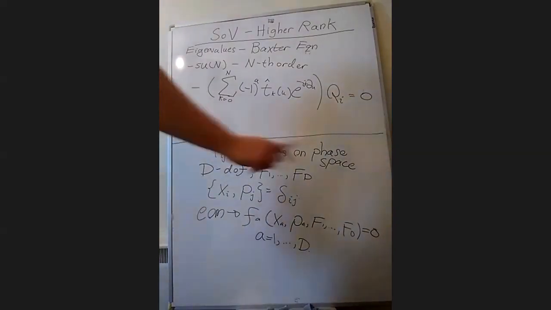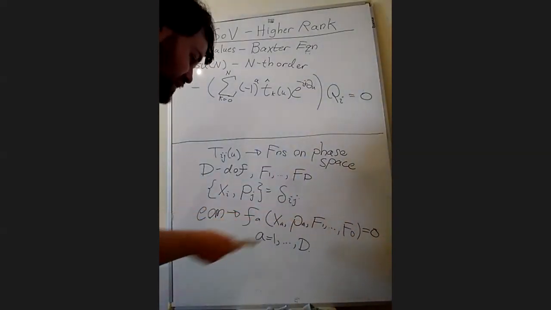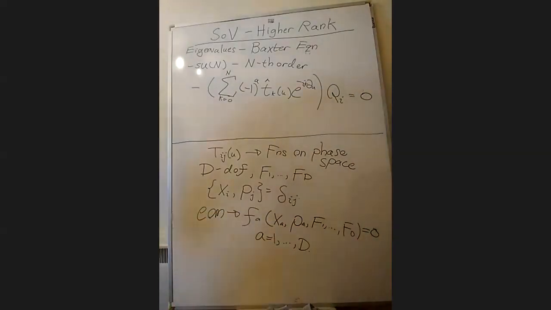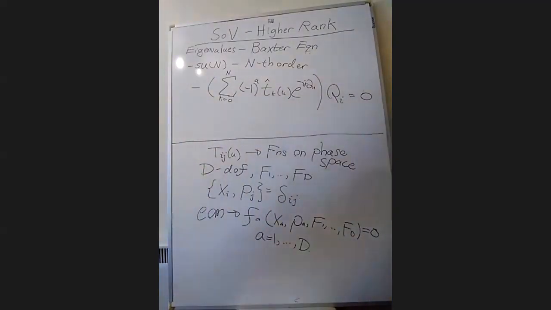So you can see that all these are naturally separated, right? I've got a single equation relating each of my X_a and P_a together with all of my conserved charges. And in principle, you could then go and solve this. In practice that might be the easiest thing to do, but that's not really what we're interested in here. So for this classical version of the SU(N) spin chain, things work out very, very nicely. And things are actually very closely related to this Baxter equation.